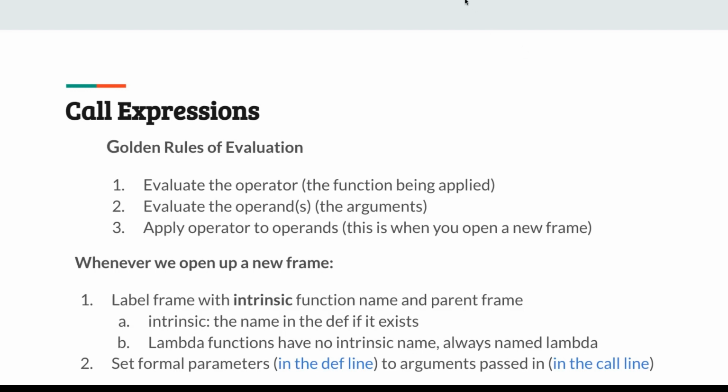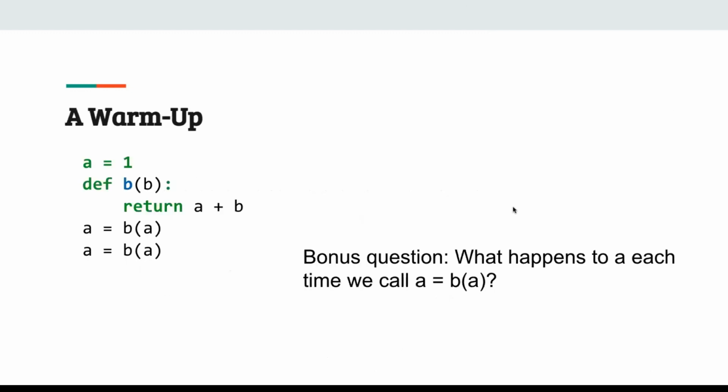Any other questions? Okay. So here's a warm up for everyone. We'll work through this one together, and then finally we'll go through a later example for you to do on your own. So first let's start off with this. A equals 1. We're defining a function b with a parameter b. And then we're going to make two calls to b, a equals b(a) and a equals b(a).